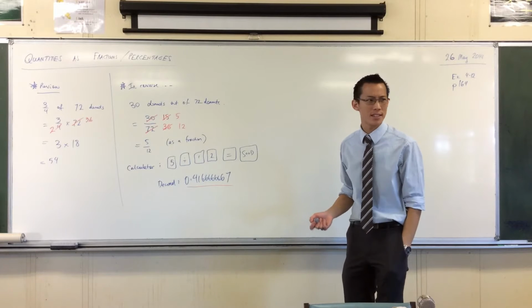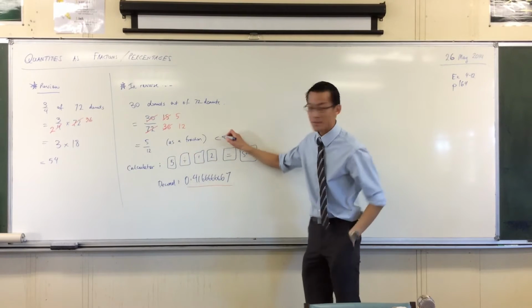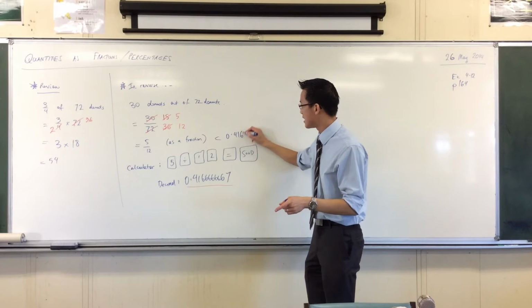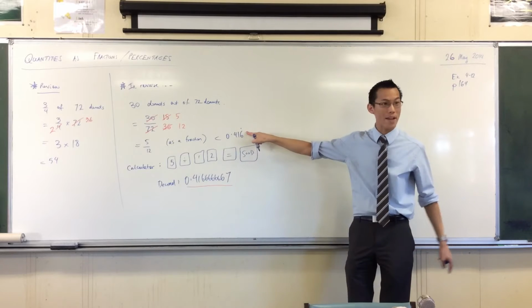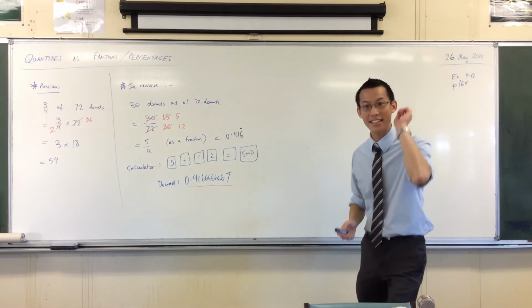Does anyone remember what it is? Yeah, Ali. The repeater. That's right. So let me go up here. 5/12, what it's really equal to is 0.416, and then sixes forever. So that's what that repeater dot indicates. Yes, that's a great question.